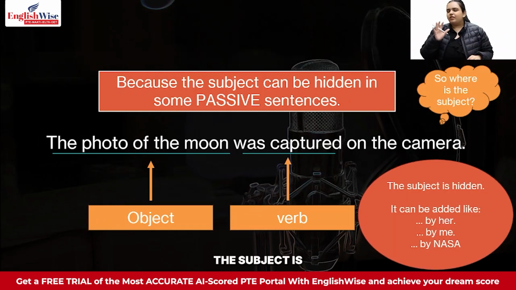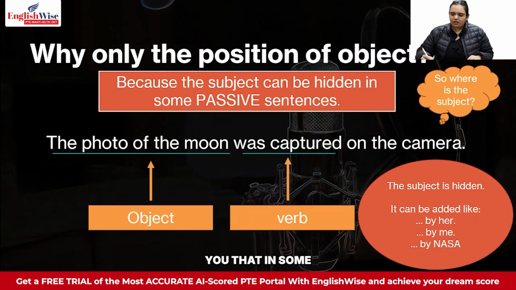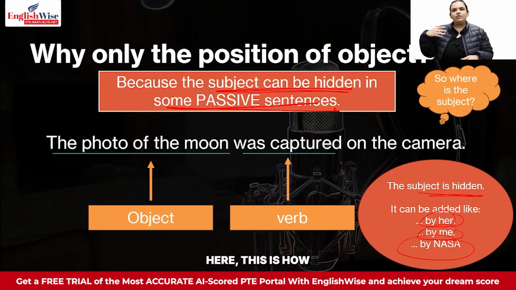The subject is hidden. As I told you, in some passive sentences, the subject can be hidden. Over here, the subject is hidden and it can be added into the sentence like by her, by me, by NASA. So you see, this is how we can add the subject. The photo of the moon was captured on the camera by her. The photo of the moon was captured on the camera by me. The photo of the moon was captured on the camera by NASA.